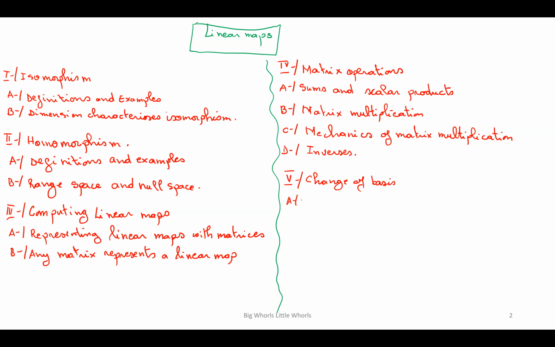The first section is going to be changing representation of vectors. In the second, we have changing map representation. That's what I explained just a while ago.